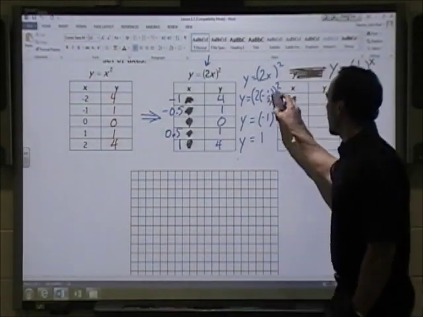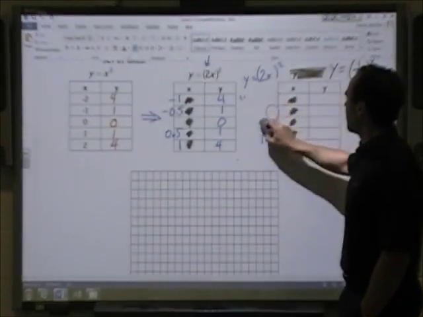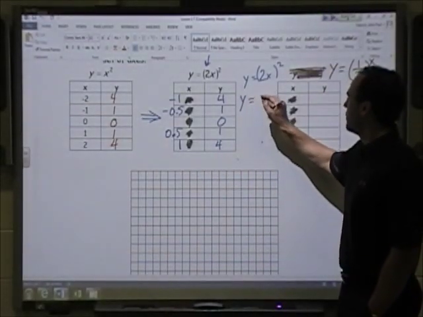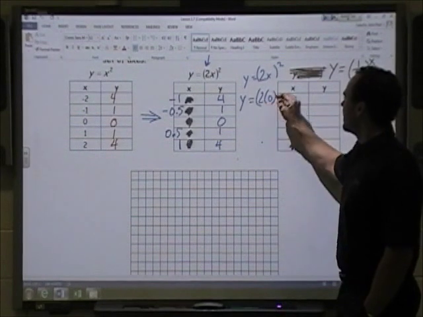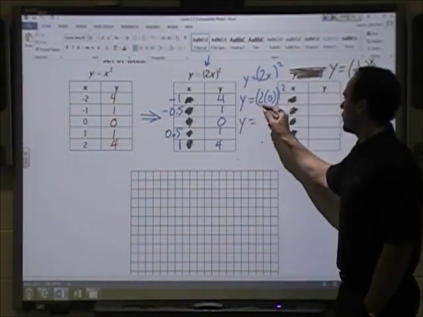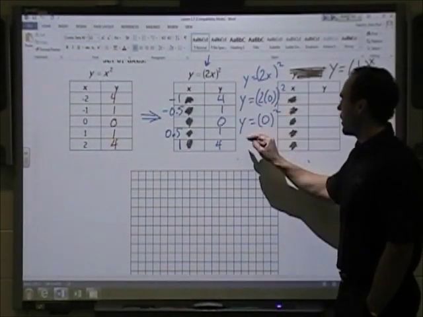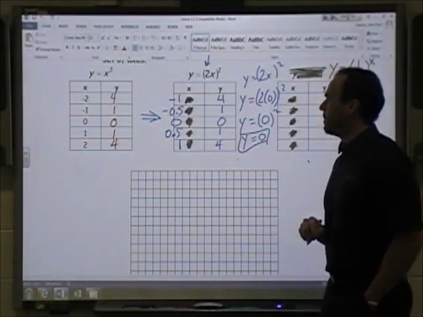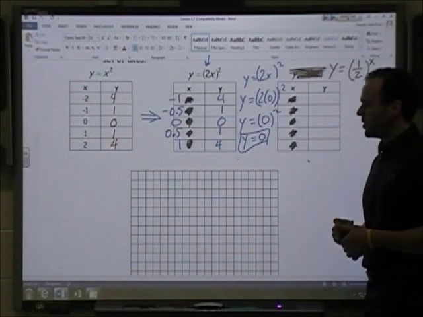And then the easiest, obviously, would be what should I plug in for x in order to get an answer of 0? So what should my input be? Well, my input should be 0, because then I will have 2 times 0, which is 0 all squared, and 0 squared is 0. So when I put an input of 0, I get an output of 0.